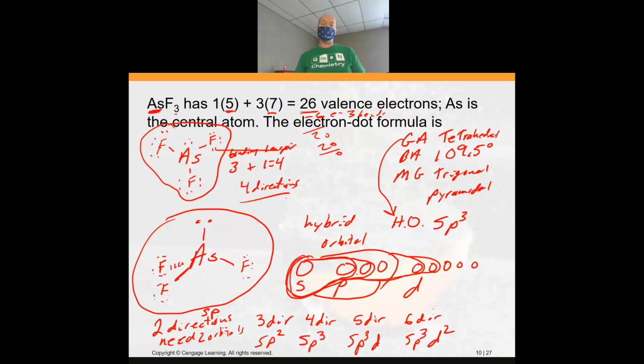You have four directions. You need four orbitals because each direction requires two electrons, and an orbital holds two electrons. So you need four orbitals, an S and all three of the P's. All right, so when it asks for the hybrid orbital, that's it. If it's two directions, SP; three directions, SP2; four directions, SP3; five directions, SP3D; six directions, SP3D2.